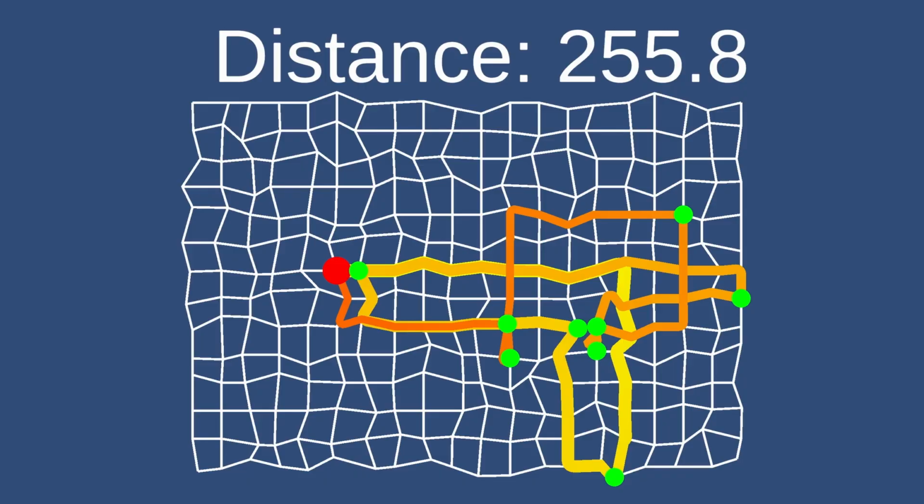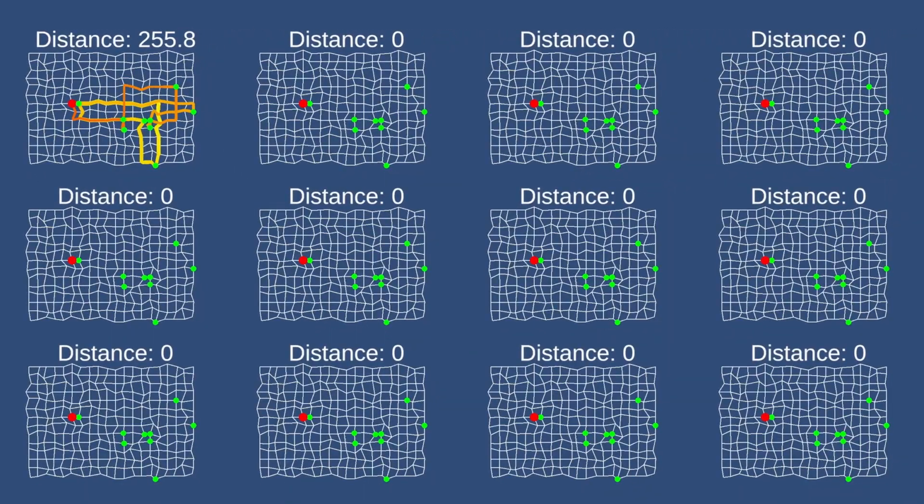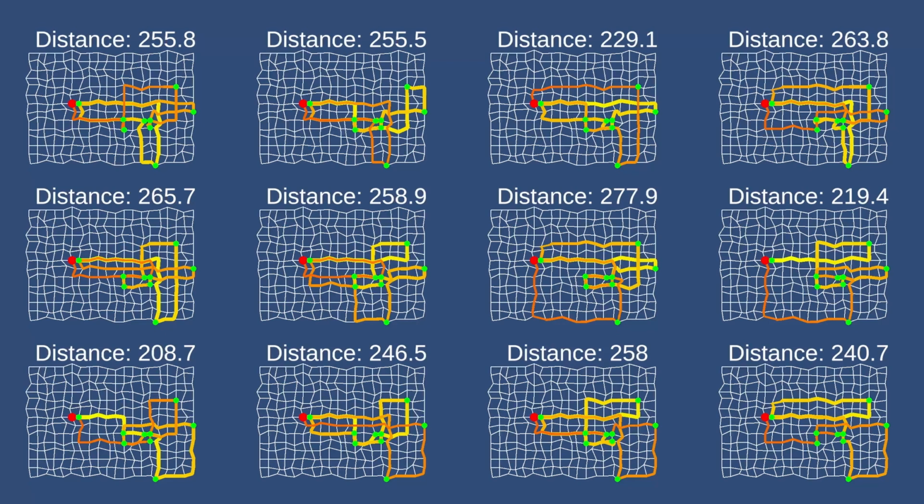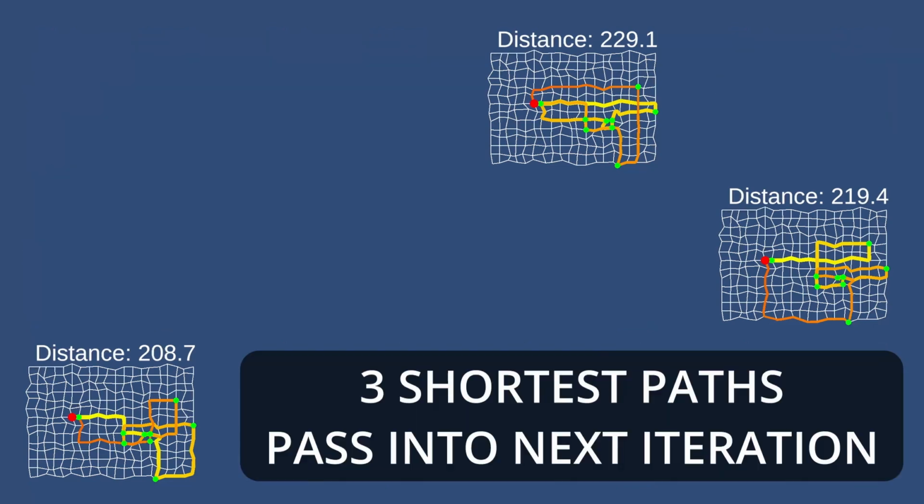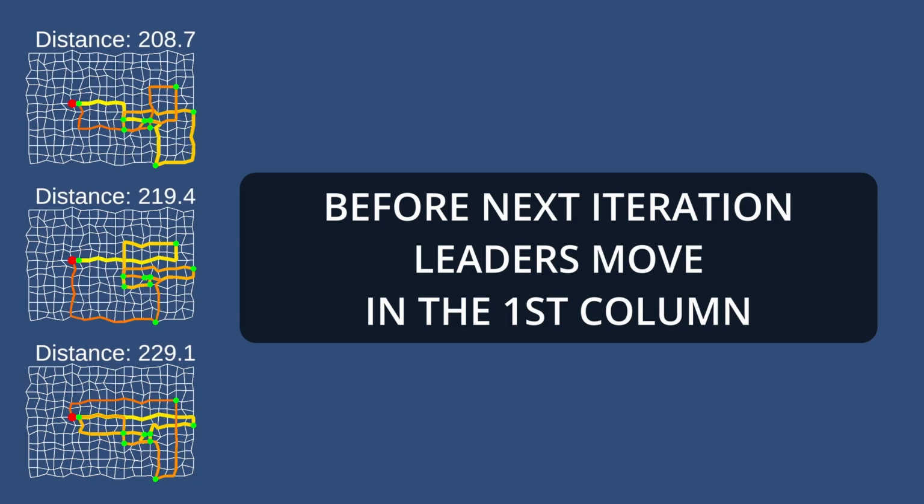Now let's examine multiple routes for the same set of delivery points. Initially, we have 12 cities with their respective routes. Next, the algorithm evaluates the fitness of each route and selects the 3 shortest ones. These 3 routes become our leaders for the next generation.